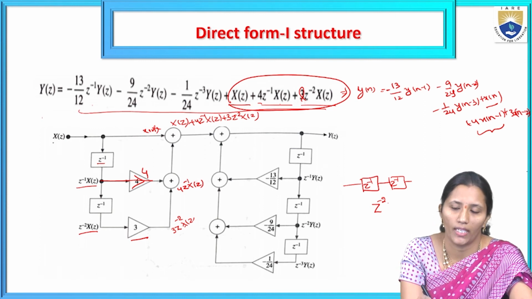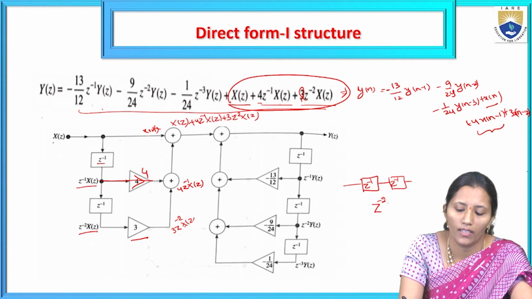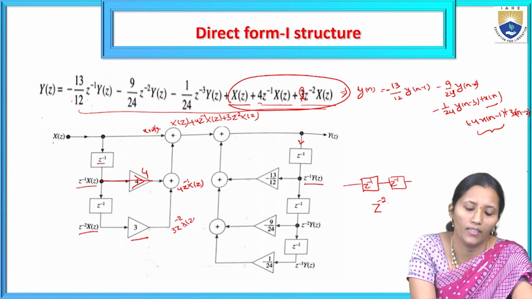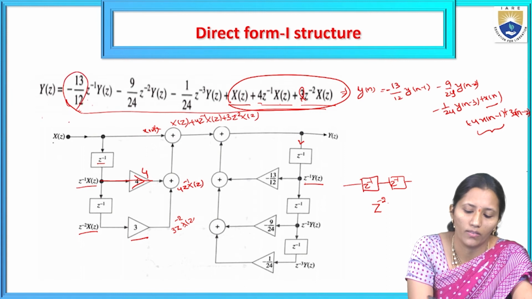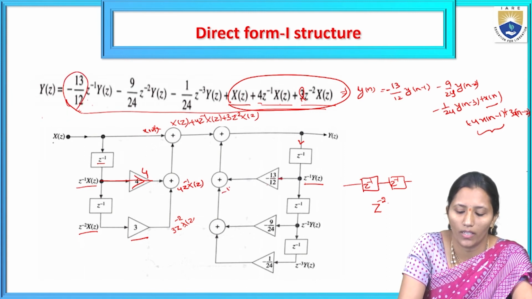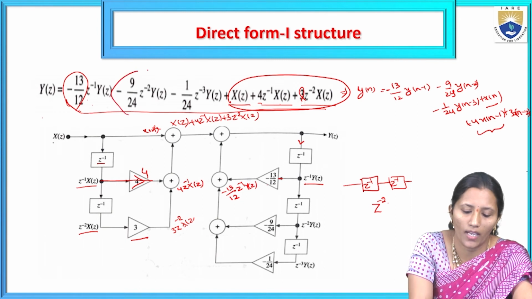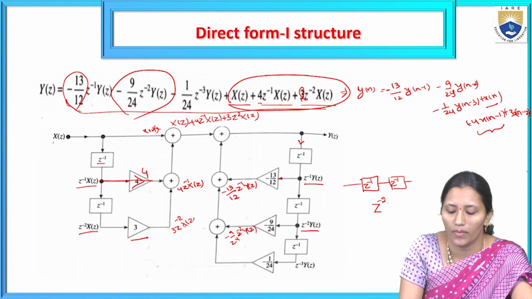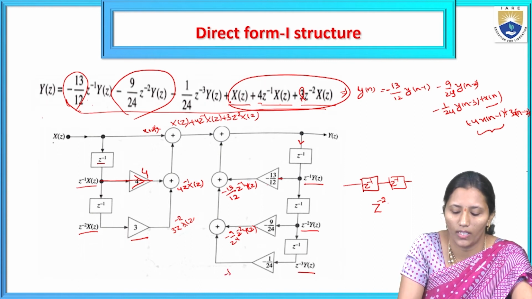First we realized it in terms of a block diagram, and then that is given to the all pole system. The output y of z is given to one delay element z inverse, so we get z inverse y of z. The coefficient is minus 13 by 12, so we get minus 13 by 12 z inverse y of z. Another term is minus 9 by 24 z power minus 2 y of z. We already have z power minus 1, and giving it to another delay element we get z power minus 2 y of z, multiplied by minus 9 by 24. Another term is z power minus 3 y of z, multiplied by minus 1 by 24.